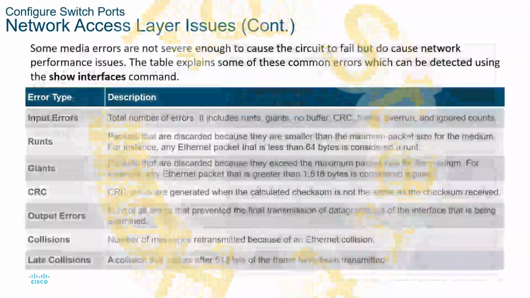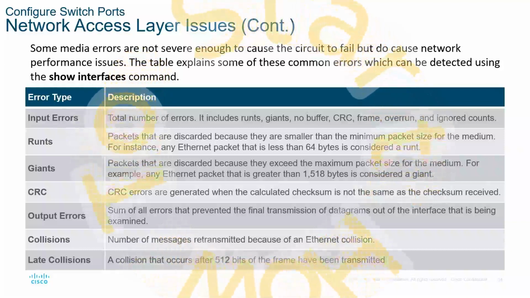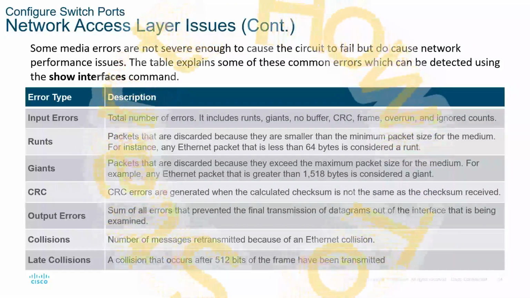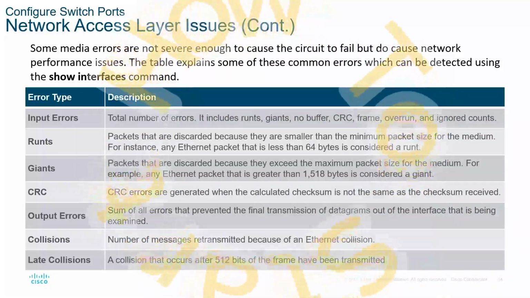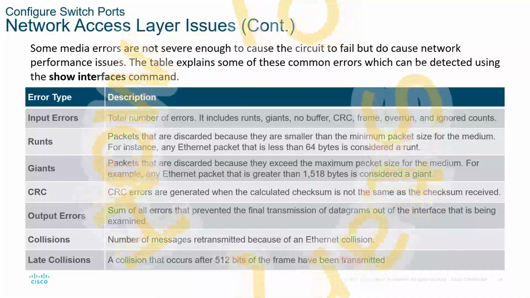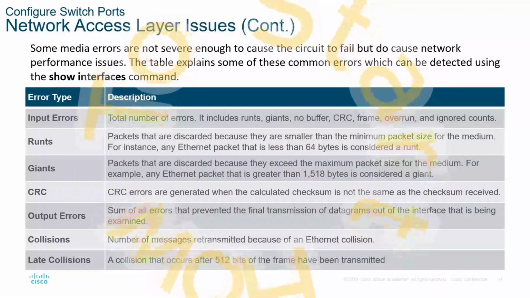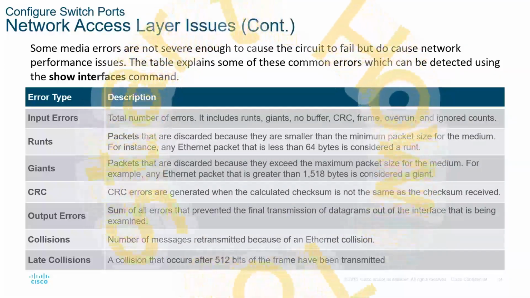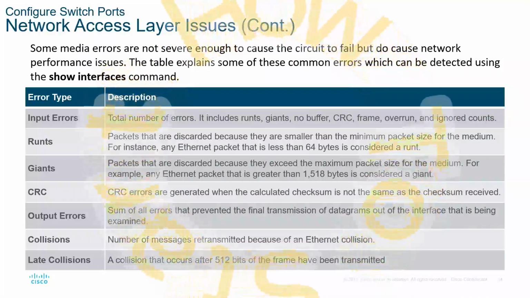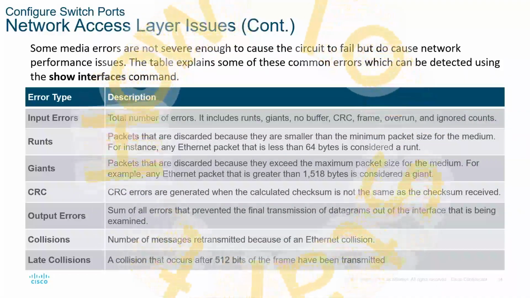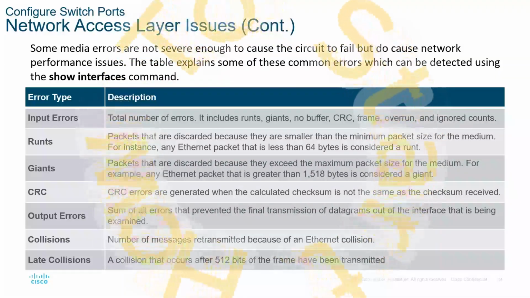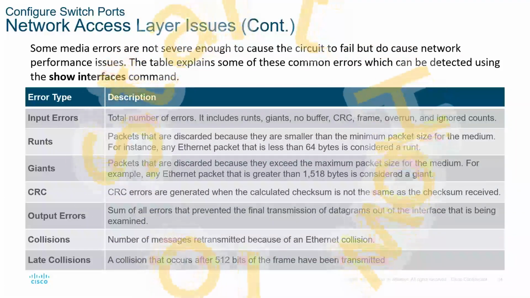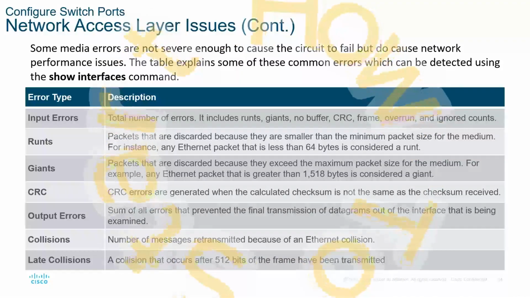Those error types are, if we're looking at an input error, that will be the total number of errors, including all runts, giants, buffers, everything. A runt is a packet that is discarded because it is smaller than the minimum packet size. The minimum packet size is typically 64 bytes. A giant is anything above 1,518 bytes. Yes, I understand that we can have jumbo frames that will be above 1,518 bytes, but that's outside the normal content for what we're covering.